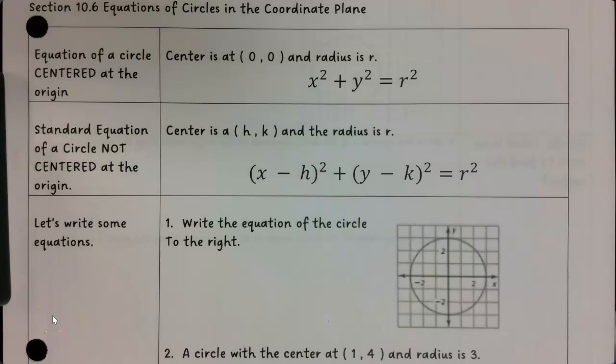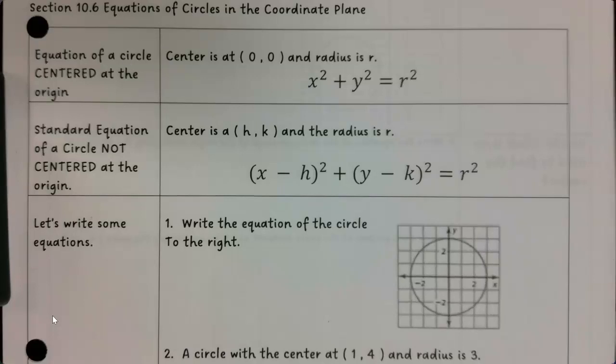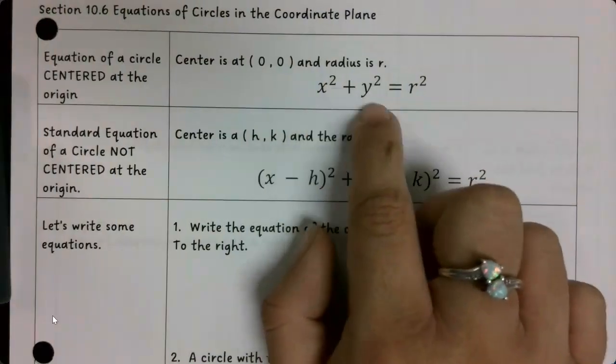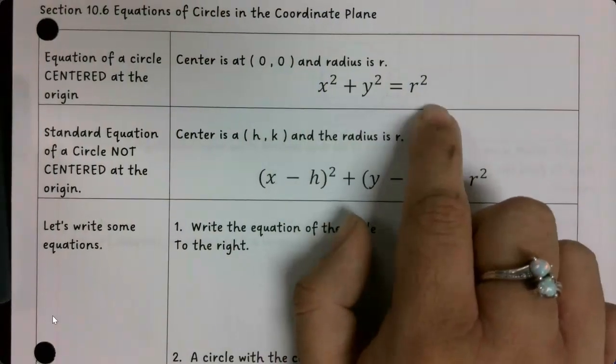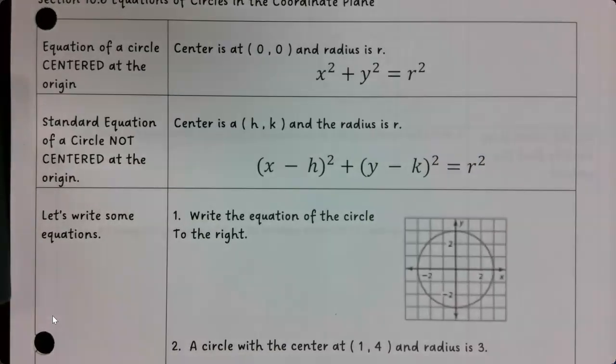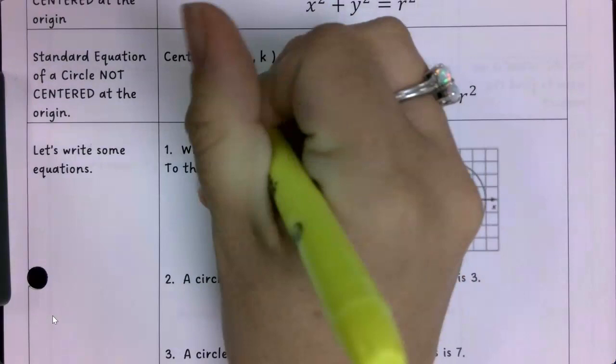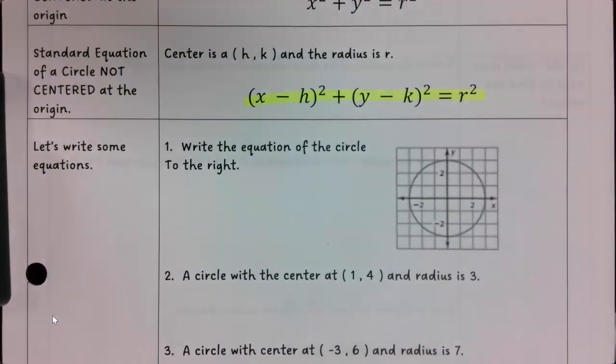Alright, so today we are talking about equations of circles in a coordinate plane. The equation of a circle centered at the origin, so this means the center is where the two lines are crossing, is going to be in the form x squared plus y squared equals r squared, where r is my radius. If it's anywhere else on the plane, I want to use this formula: (x minus h) squared plus (y minus k) squared equals r squared. (h, k) is the center of my circle, and it has the opposite signs when it's in the formula.